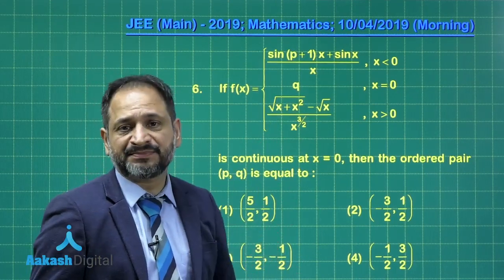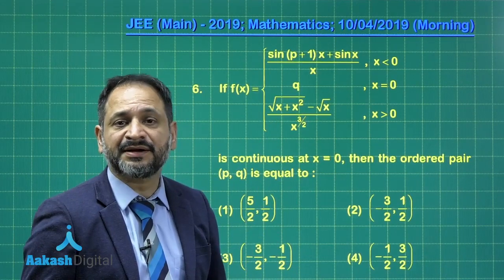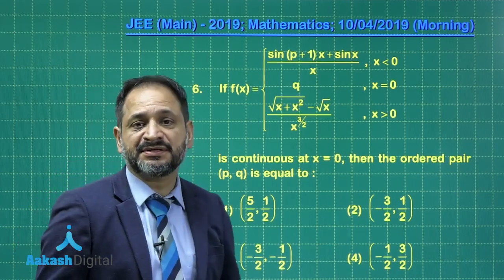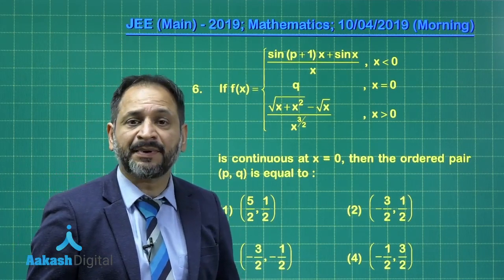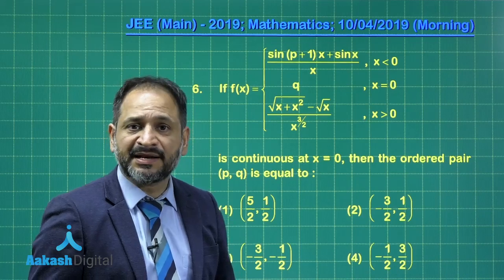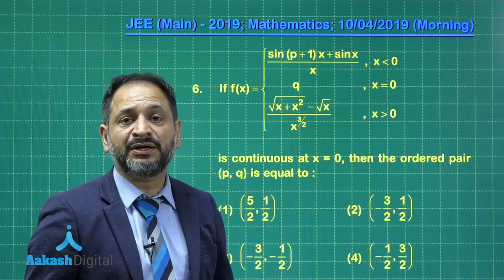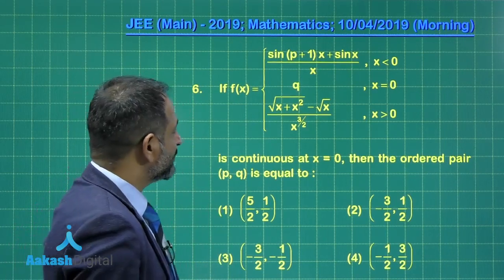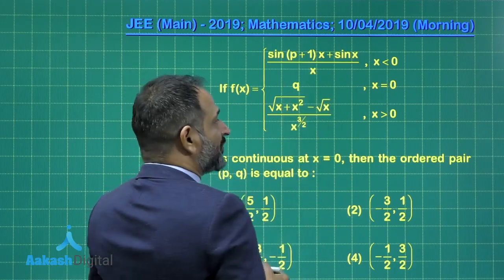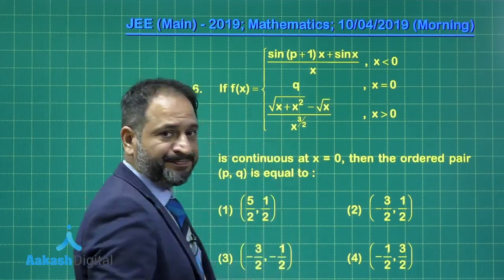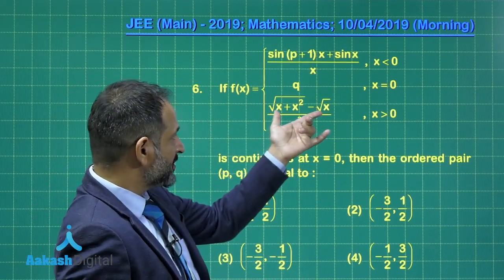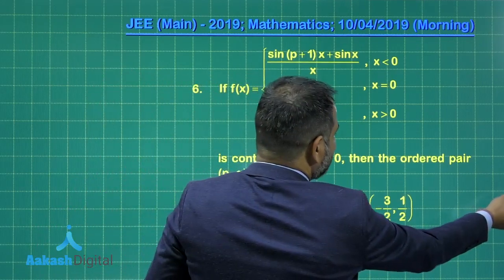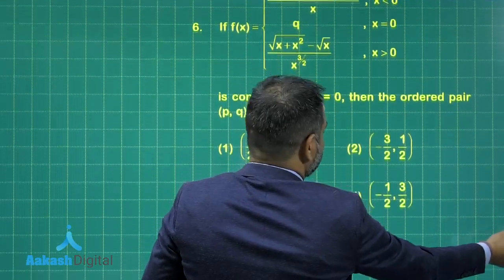Now, we know the concept of when a function is continuous at a particular point. The point is x equal to 0. We know that the function is continuous if the left hand limit at that particular point and the right hand limit at that particular point are equal to the value of the function. So, for the left hand limit at x equal to 0, we will be using the first one, and for x greater than 0, that is the right hand limit, we will be involving this function. So, we are here to calculate the left hand limit first, then we will calculate the right, and the value is equal to q.